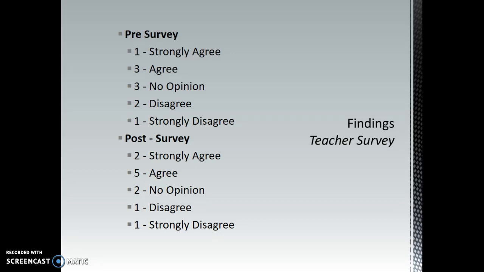So if you're looking at the data, this was leaning more towards the positive side in terms of she was becoming more confident with the implementation of multi-grade classroom instructional practices, still dealing with a couple of issues because she still had 1 strongly disagree and 1 disagree. But it was good to see that she had increased her agree from 3 to 5 and increased her strongly agree from 1 to 2.